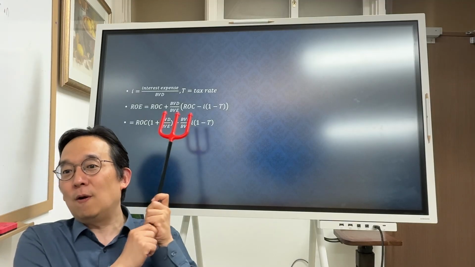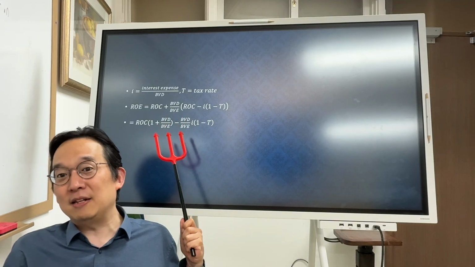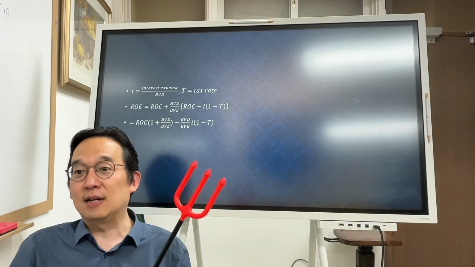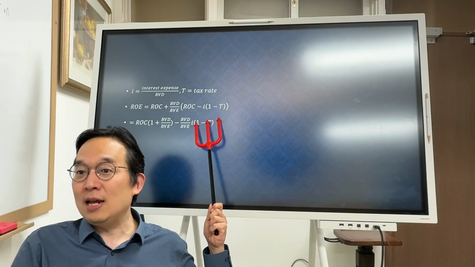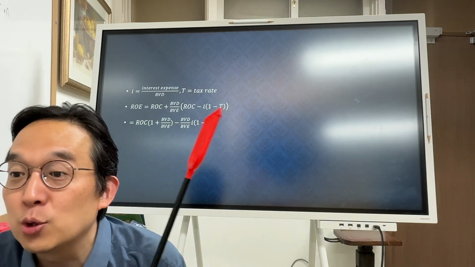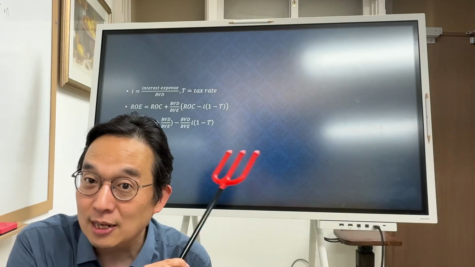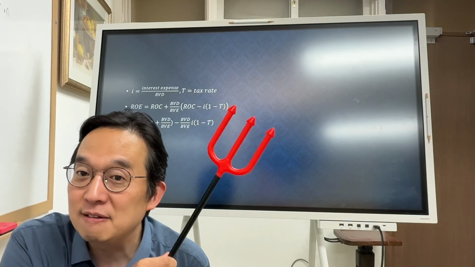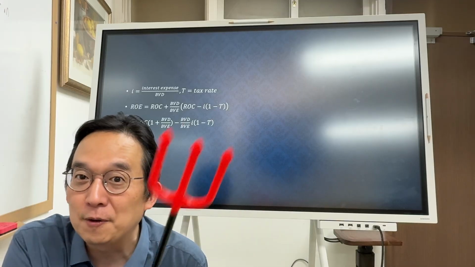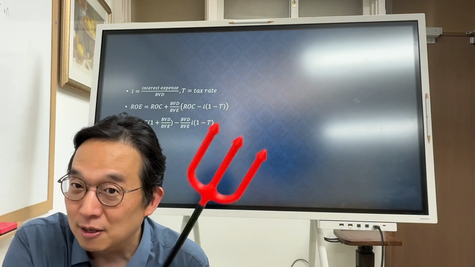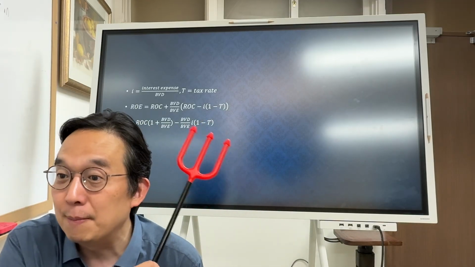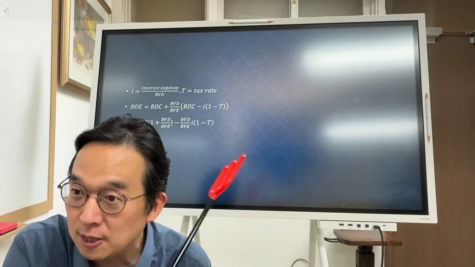So let's mathematically try to dissect this. Small i is defined as the interest expense on your income statement divided by book value of debt. Again, the debt has to be the funded debt only. Forget about deferred tax liabilities and accounts payable. Remember that. T should be your tax rate.